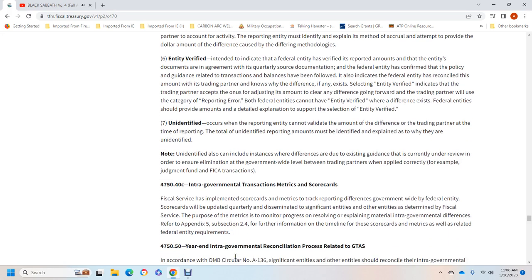4740C, intergovernmental transaction metrics and scorecards. The fiscal year implemented scorecards and material metrics with the transaction reporting differences of the government-wide federal entity scorecard, updated and disseminated quarterly to significant entities and other entities, as determined by the fiscal service. The purpose of the metrics is to monitor the progress in resolving and explaining material intergovernmental differences. Refer to Appendix 5, subsection 2.4, for further information. Timeline and scorecard metrics are related to the federal entity requirements.